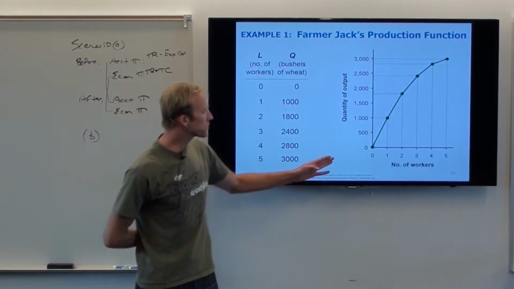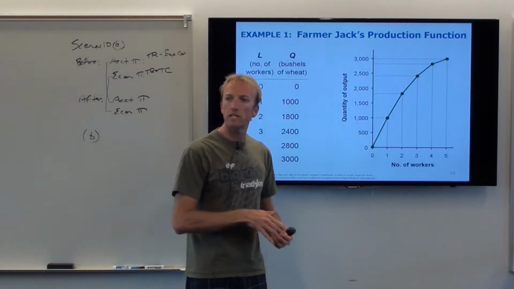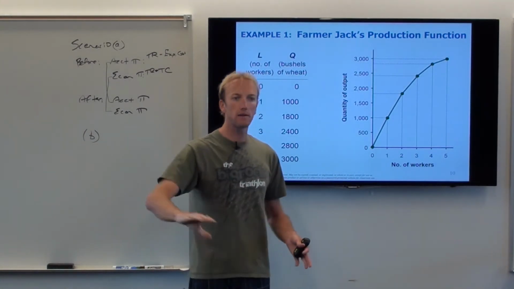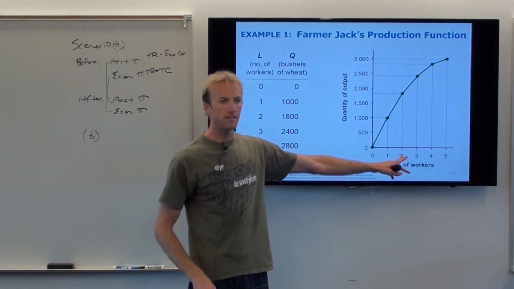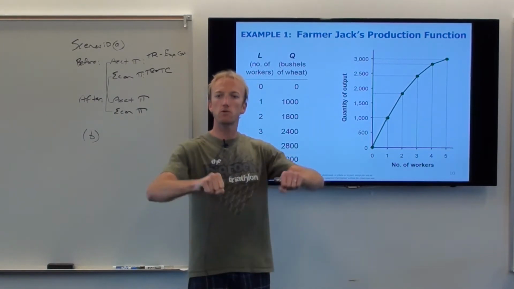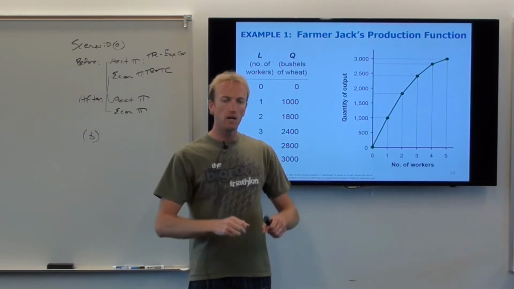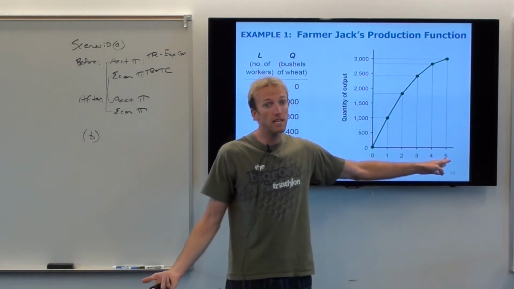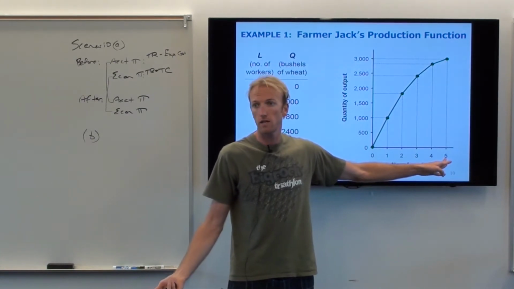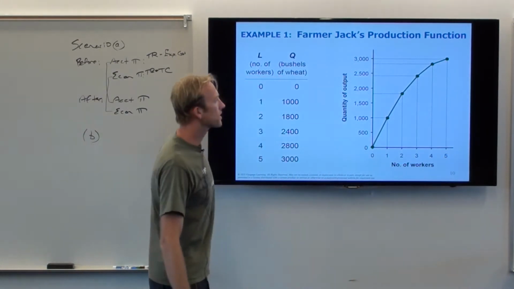Basically, when he hires 1 worker, the worker gets to roam and plant on 5 acres of land. But when he hires 2 workers, they each have to split his 5 acres, so they each only get 2.5 acres. When it goes all the way up to 5 workers, they each only get 1 acre to work on, pretty much, on average. That's the way to think of that.